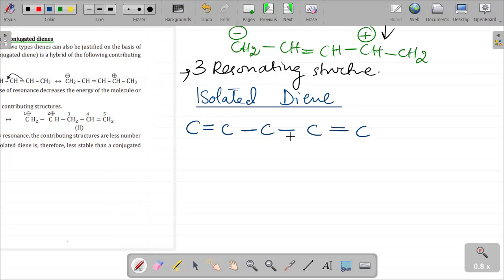and then we have a double bond on the last carbon, right? So in this structure, it is CH2, CH, CH2, CH, and in the last we have CH2, right?